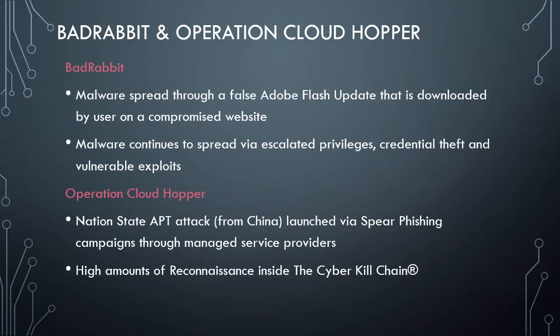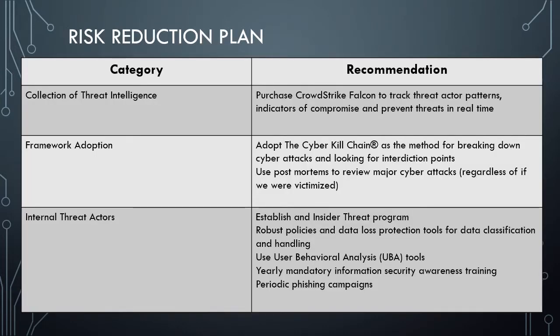So let's quickly just look at two more attacks that can build up our CTIP further. So Bad Rabbit is a malware attack spread through a false Adobe Flash update that was downloaded by users. The malware continued to propagate with things such as credential theft and escalated privileges. Operation Cloudhopper is different. This is an APT. The threat actor here is nation state, and this threat actor used managed service providers to gain access to target clients to steal IP. So entry was via spear phishing, and the attacker spent a lot of time in the reconnaissance stage.